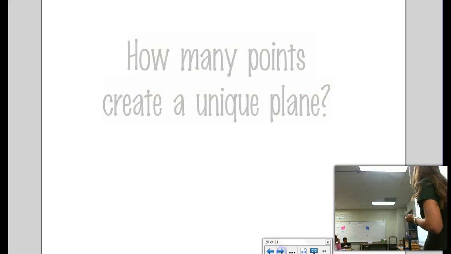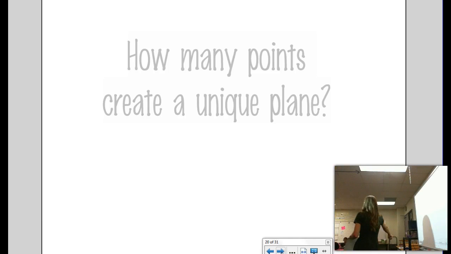Y'all are doing great. How many points create a unique plane? Okay, so we decided that 2 points create a unique line, but we need to know how many points create a unique plane. So I need 4 volunteers to come up here. Stand right at the front. Stand by this table. I won't use you quite yet. Savannah, come on up. 2 more. Come on. Yes, thank you.